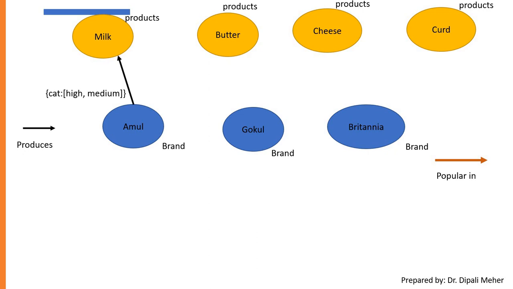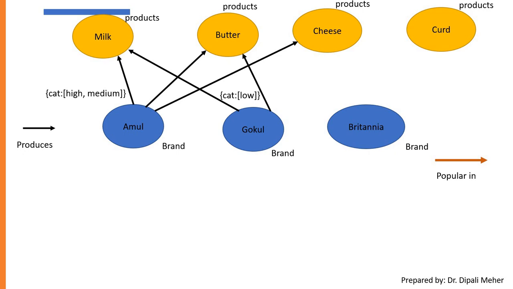Then Amul produces butter. Now there is no category defined for butter, they have only specified the category for milk. So don't take for other products the category as a relationship characteristic. Then Amul produces cheese. Gokul produces milk, which is of low fat content type. Gokul produces butter also. Britannia produces milk, which is low and high fat content type. Britannia produces cheese also, and Britannia produces curd also. So these are very simple relationships I have taken for explanation.